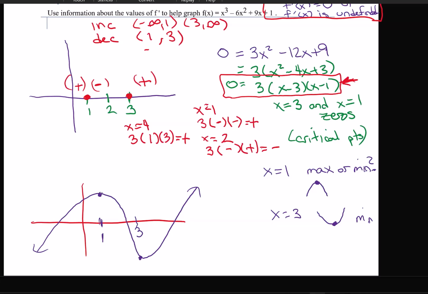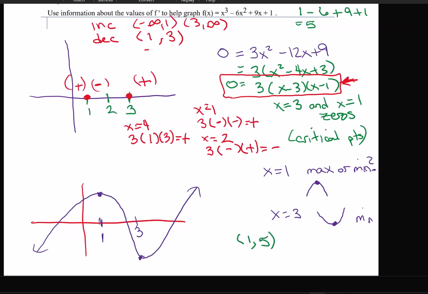And I can find my maximum value and my minimum value. All I have to do is plug it into the original function. So when x is 1, I plug it into f of x, which is right here up at the top. So when x is 1, I have 1 minus 6 plus 9 plus 1, which equals negative 5 plus 9 is 4, plus 1 is 5. So my maximum value is 5.